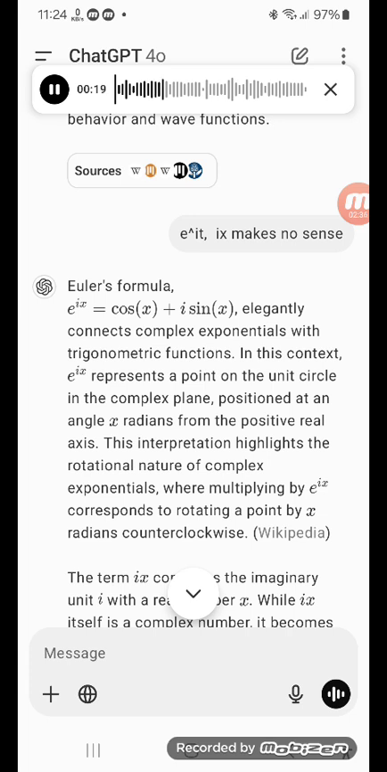This interpretation highlights the rotational nature of complex exponentials, where multiplying by e^(ix) corresponds to rotating a point by x radians counterclockwise.